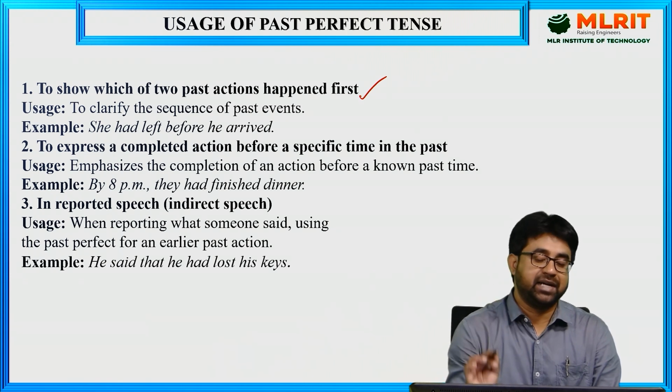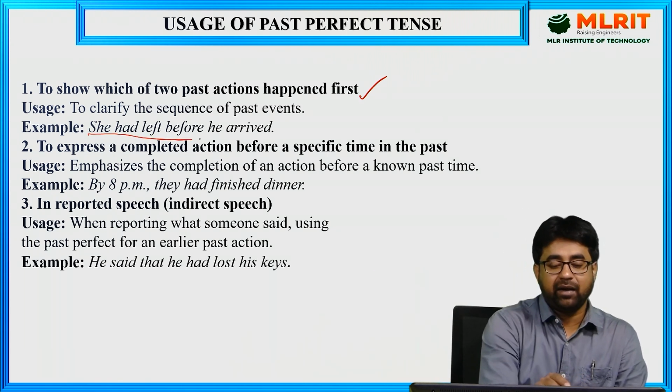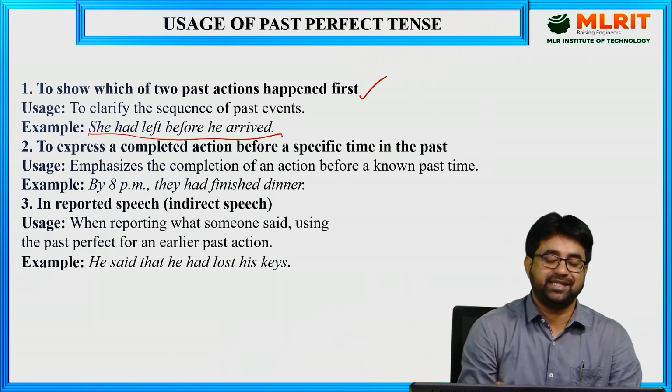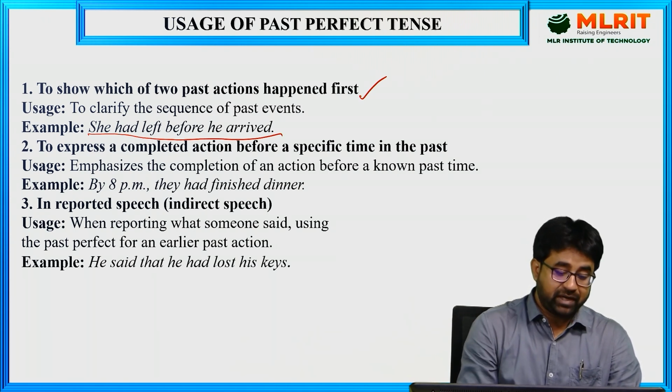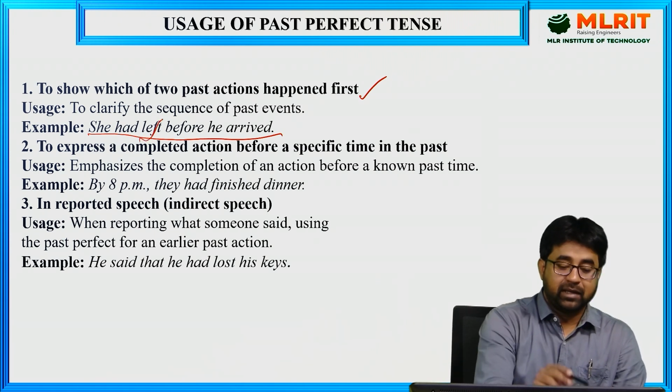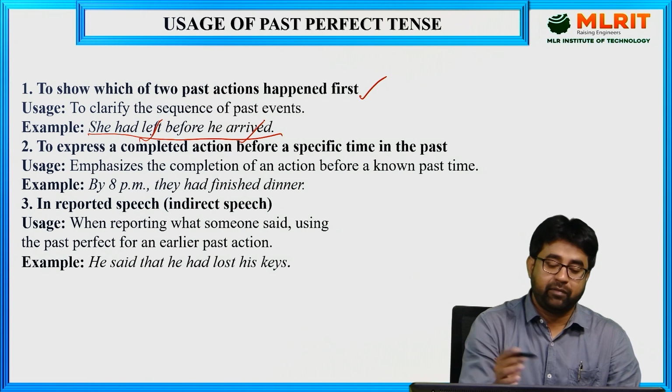So for the first action we always use past perfect tense. See here: she had left before he arrived. So two things happened, right? Two past events took place. Which are those two past events? The first one is she left, the leaving of her, and then the next one was the arrival of him.